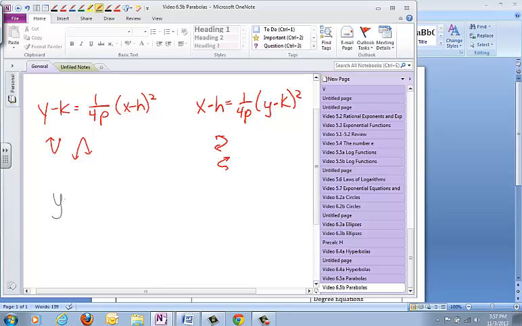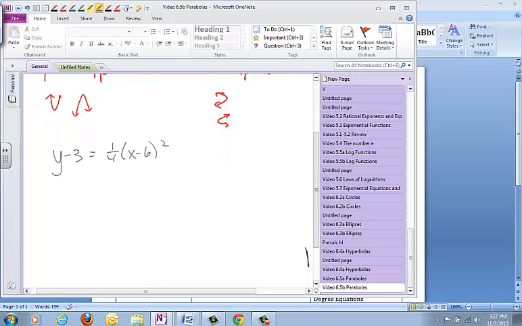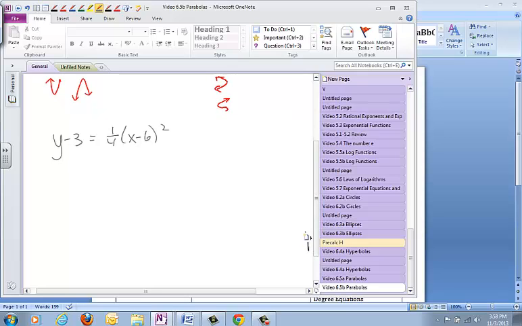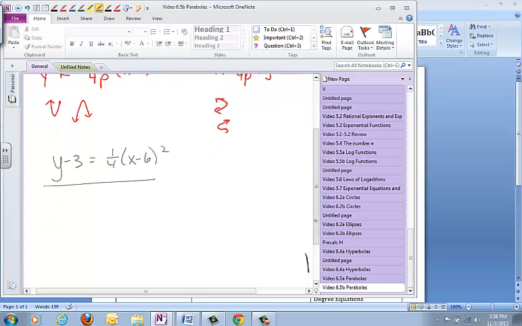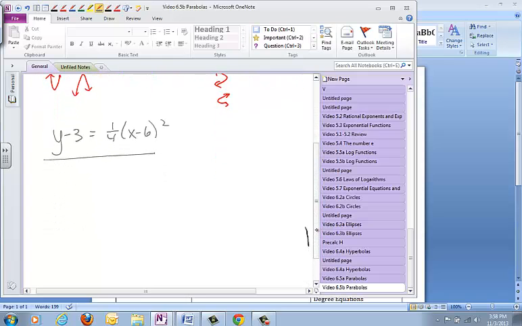I'm going to give you y minus 3 equals 1/4 times the quantity x minus 6, squared. Your job is to come up with a graph and find the vertex, the focus, and the directrix. We can tell by looking at this that because the x is squared and the y isn't, it's of the form on the left and it's going to open up or down. We can also tell ahead of time, since the value in front of the x minus 6 squared is positive, that this is a parabola that opens up.